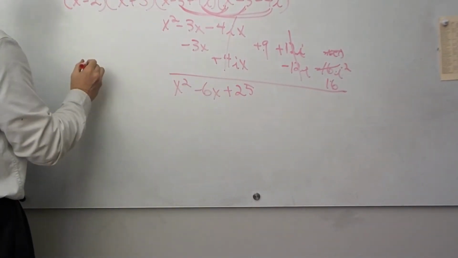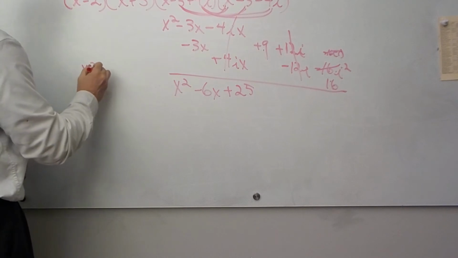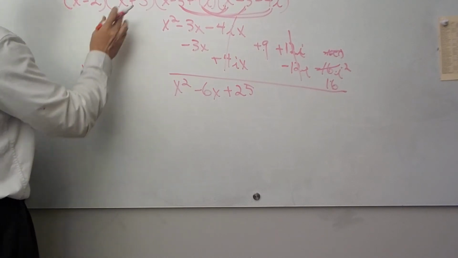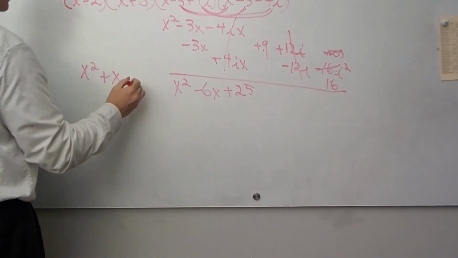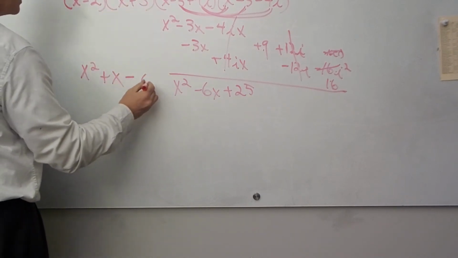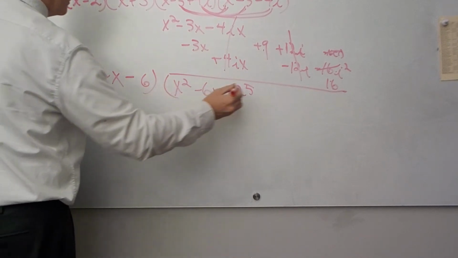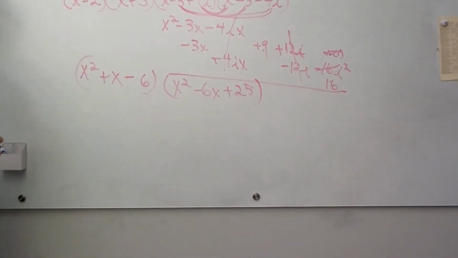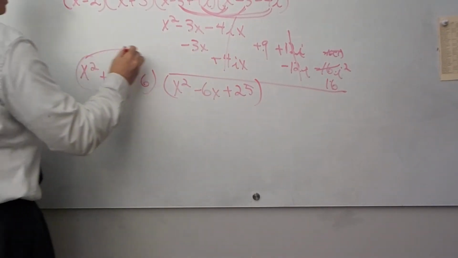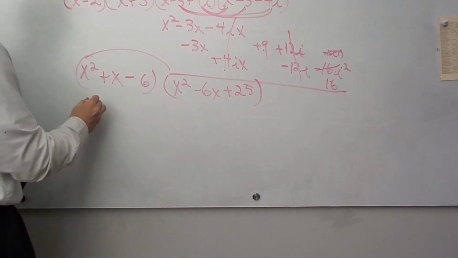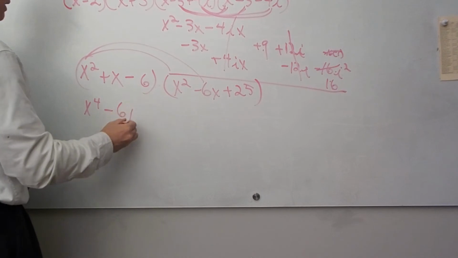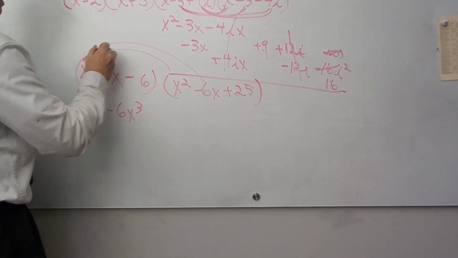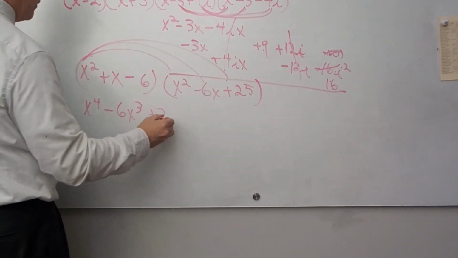You FOIL this out, you're going to get x squared plus 3x and negative 2x is 1x. Negative 2 times 3 is negative 6. Now I'm going to multiply those two together. x squared times x squared is x to the 4th. x squared times negative 6x is negative 6x cubed. x squared times 25 is 25x squared.